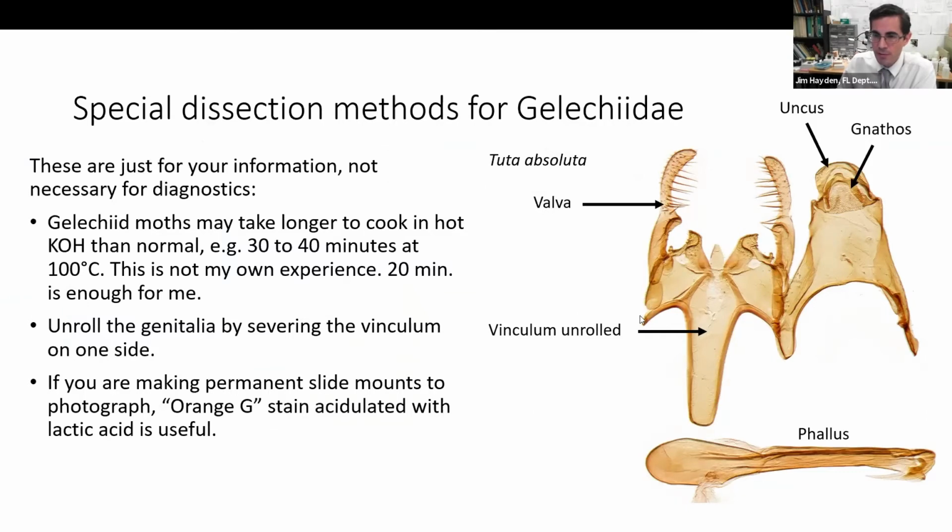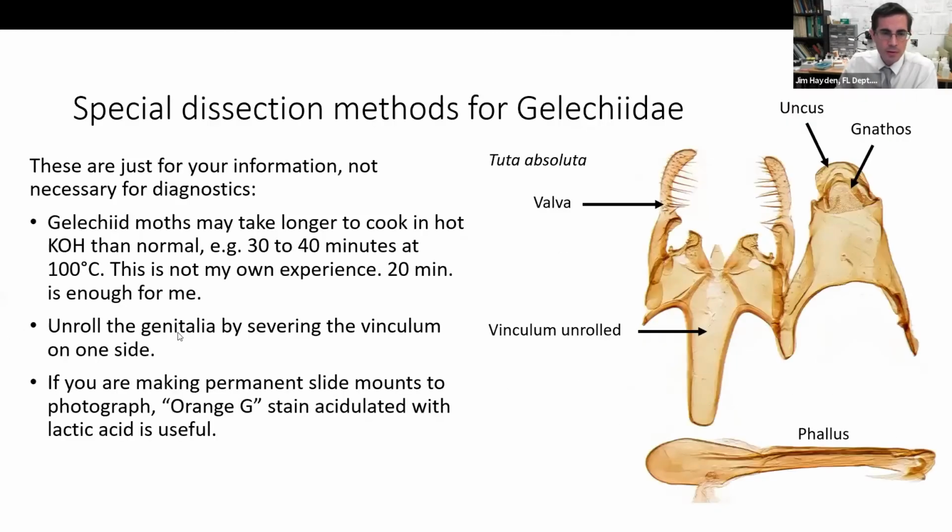genitalia by severing the vinculum right here. It's kind of hard to explain, but this end corner right here is usually attached to this thing over here in most moths. And orange G is a useful stain for Gillichids.